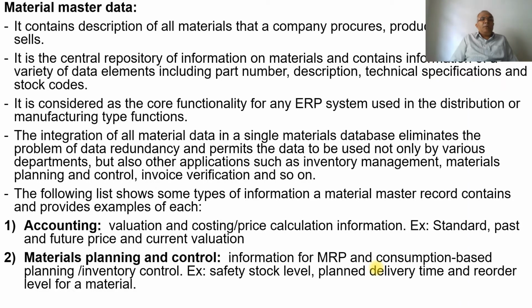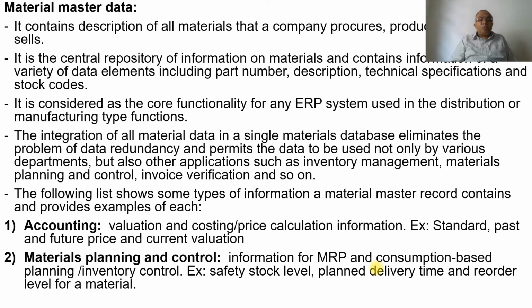Next comes the material master data. It contains descriptions of all materials that a company procures, produces, stores or sells. As the name itself indicates, the materials available in the organization are given with the data. Procuring the material is one of them. Then we have producing, the manufacturing of those parts, which again becomes material. Stores, where they are storing the material. And sells, meaning the material going out of the organization. So this is what is called the material master.